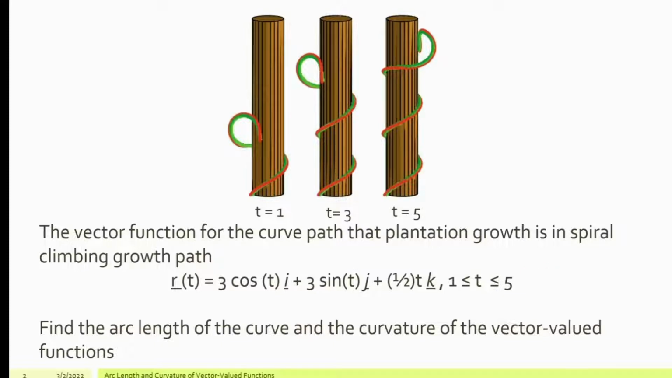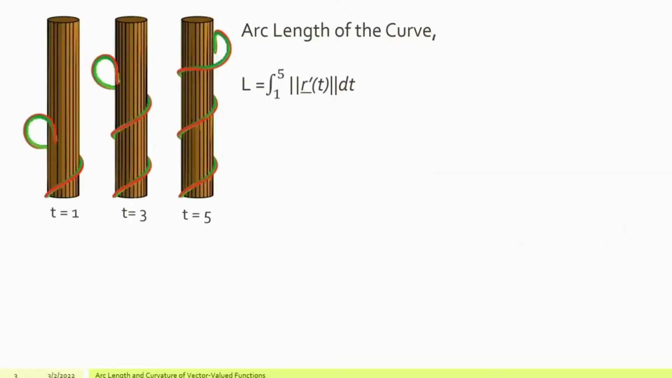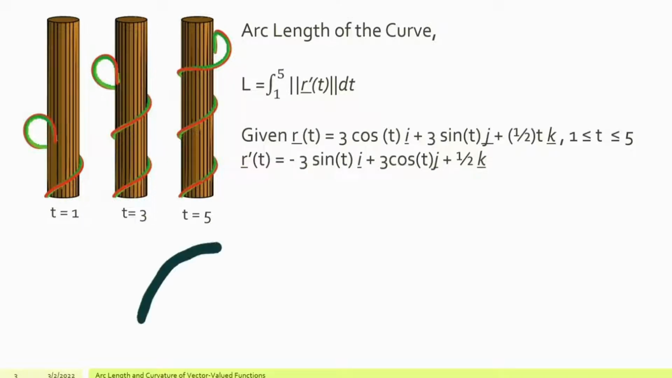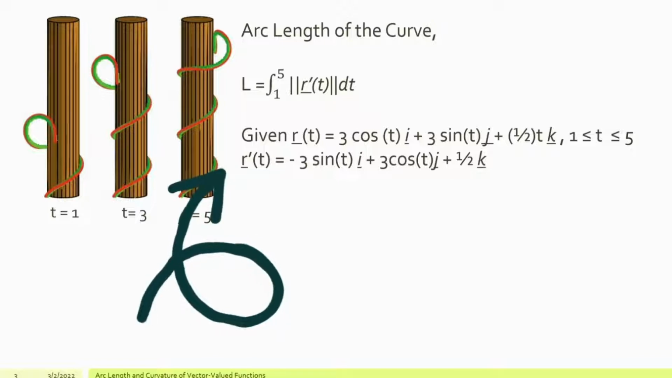So I would like to find the arc length of the curve and the curvature of the vector valued function. L equals the integration of the magnitude of r prime t dt from t equals 1 to t equals 5. The given vector function's r prime t is equal to negative 3 sine t i plus 3 cosine t j plus half k.